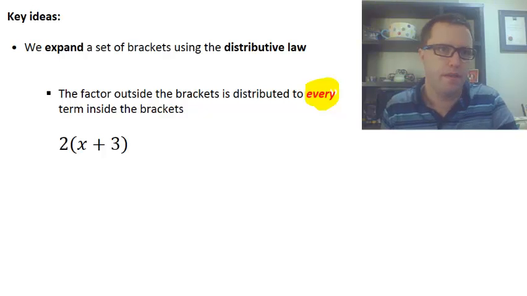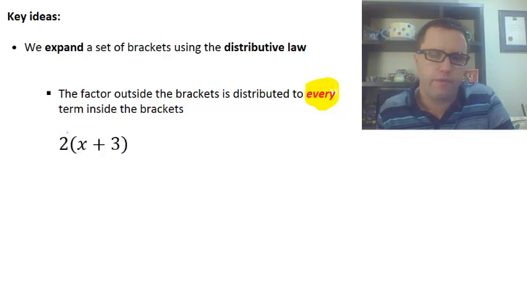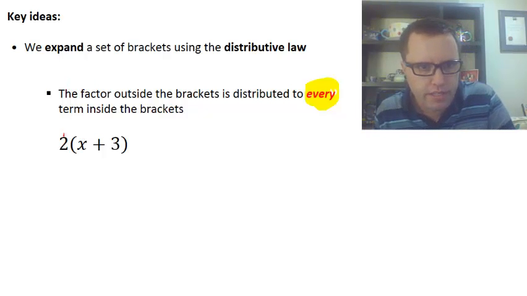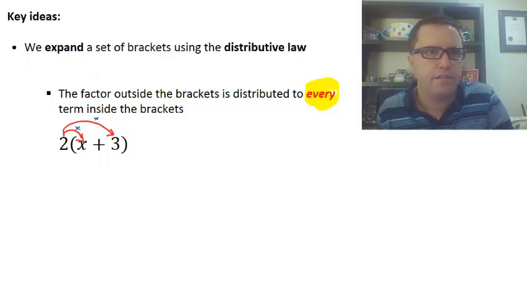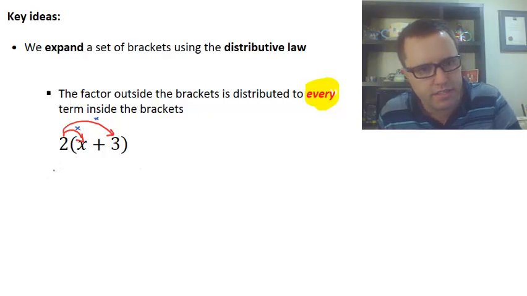So, I'm just going to rewrite it for ourselves. Oh, we don't really need to. So, right, we've got 2 times (x plus 3). What it means by distributed is that this 2, and I want you to draw these arrows, it's really important, gets multiplied onto the x and multiplied onto the 3. So these are multiplications. So when we expand this, my next line is going to look like this.